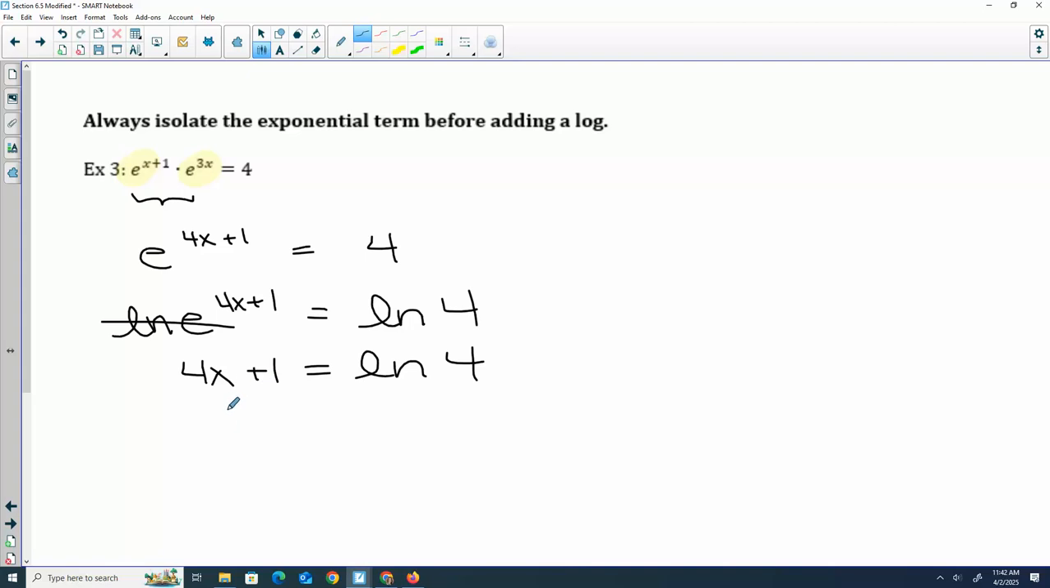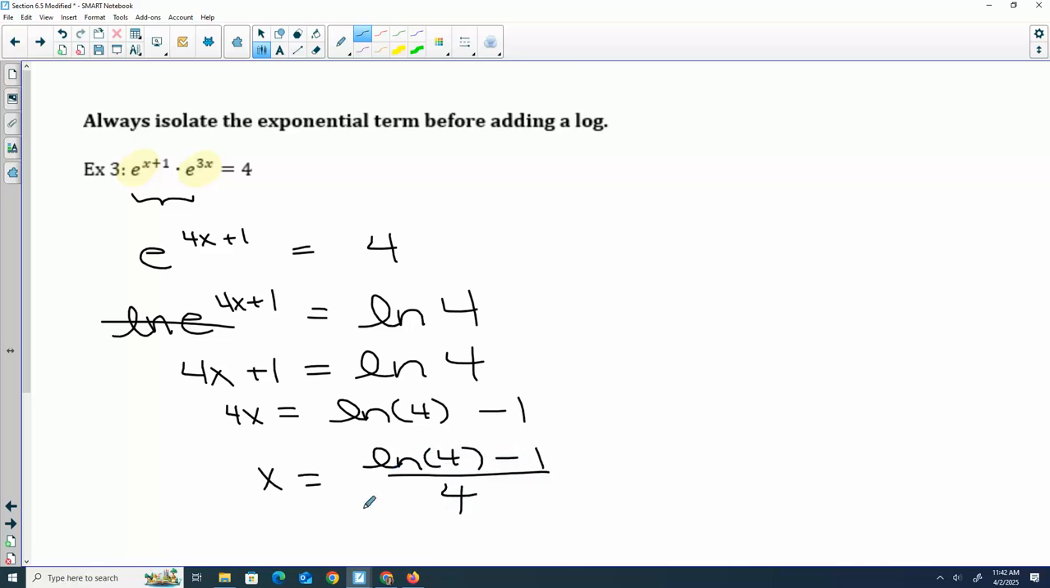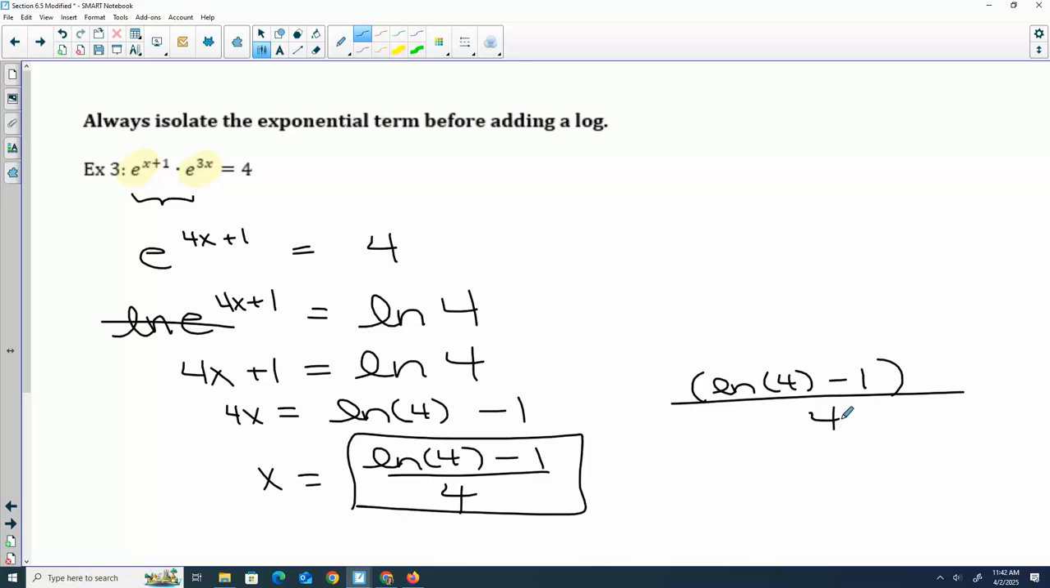Then if I'm trying to get x by itself, what would we do? This is the natural log of 4, that one is just on the end, and then we have to divide by 4. So we have the natural log of 4 minus 1 all over 4. If you're putting that in your calculator, you need parentheses around the numerator and after your log. What did you guys get? 0.096 or 0.097.